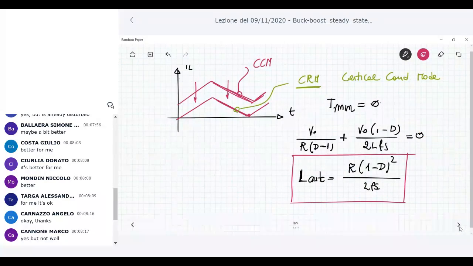If you increase the inductance over to this value, you can operate in CCM. If you have an inductance which is lower than this critical inductance, then you can have operation in DCM.